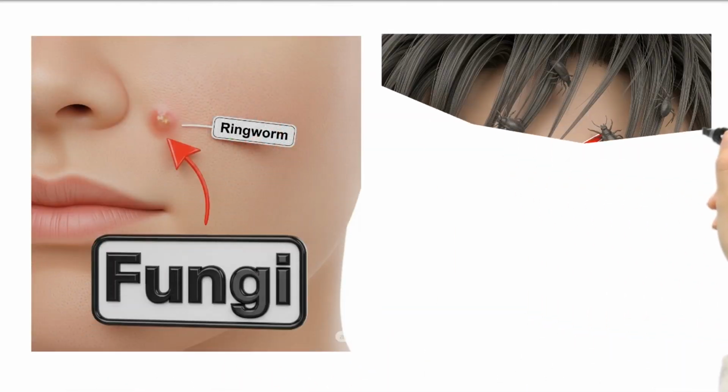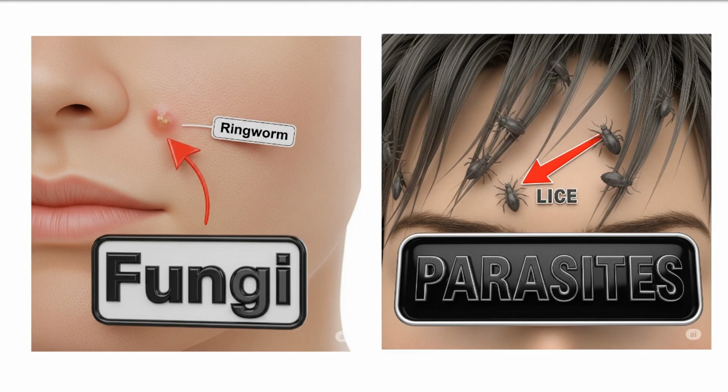Fungi. These are plant-like organisms. They often cause skin infections, like athlete's foot or ringworm, and sometimes yeast infections. They like warm, moist places. Parasites. These are organisms that live on or in another living thing, a host, and get their food from that host. Examples include lice and scabies.